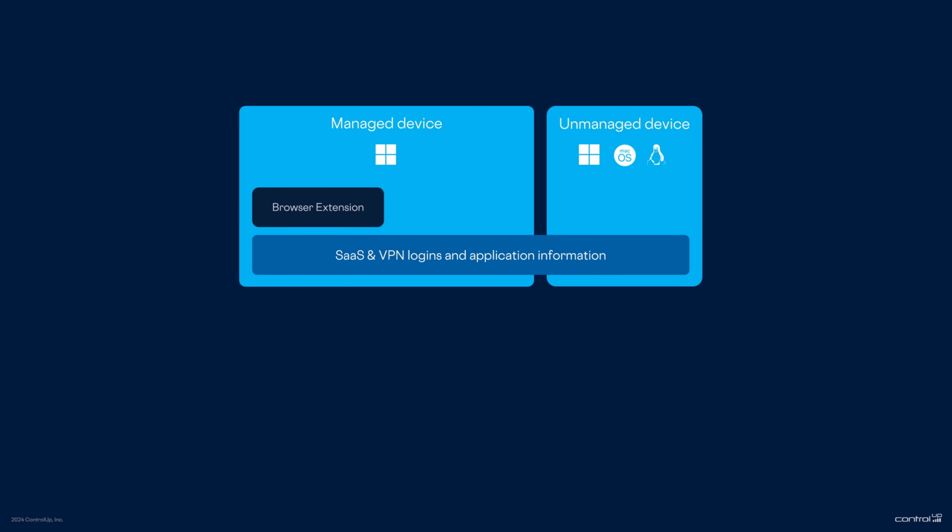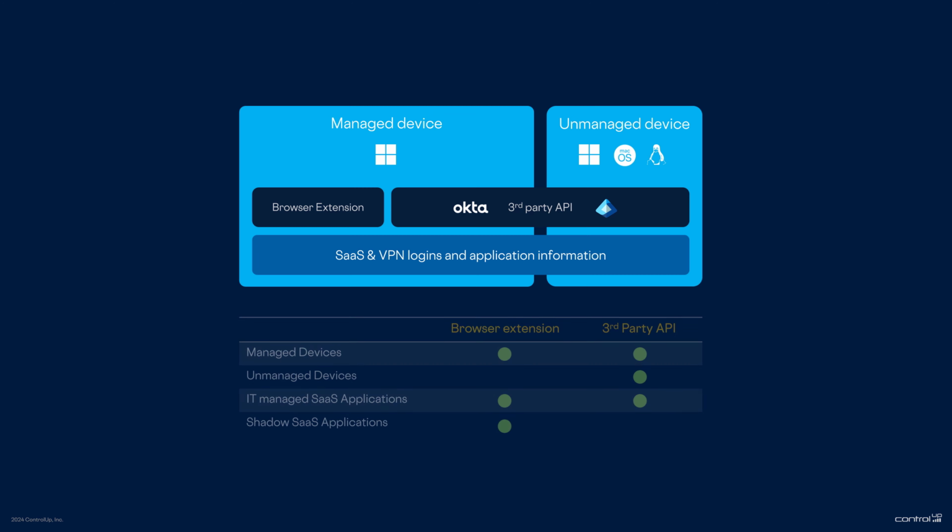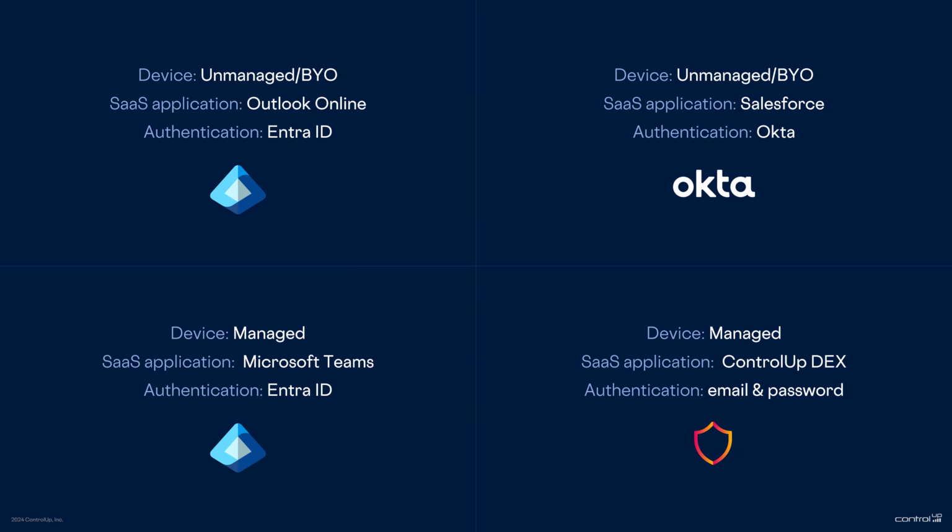For that, we have a browser plugin that can be deployed on machines that SecurityX Agent is running, by integrating with third-party APIs, initially for Okta and Entra ID. These two together give you a full picture of both logins on managed devices and unmanaged devices, and will track applications that you manage as an IT team, as well as possibly any shadow IT application that might be in your environment. So let's look at a few examples.